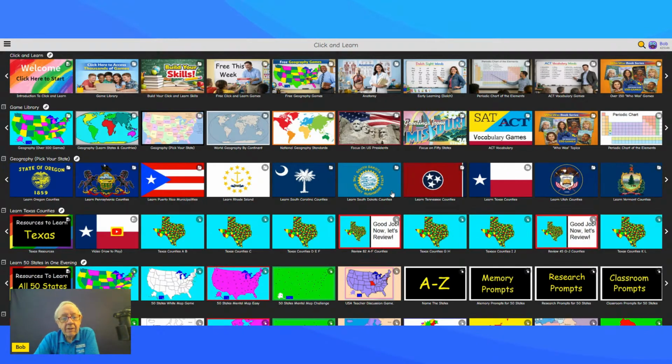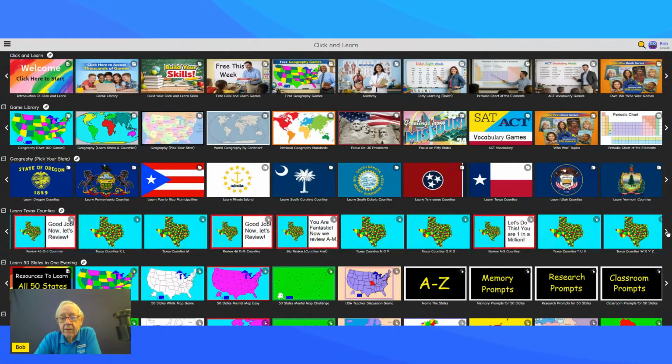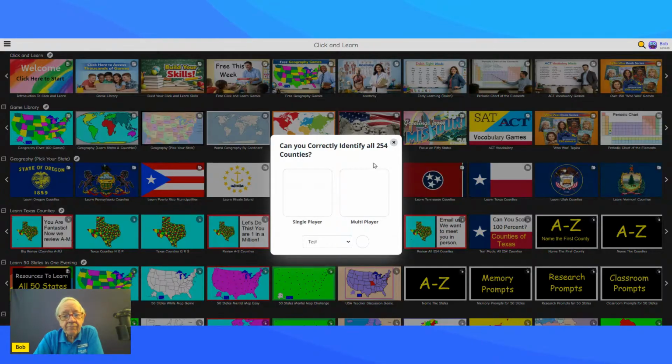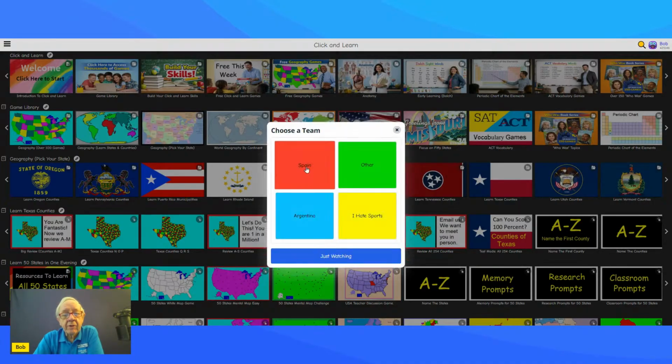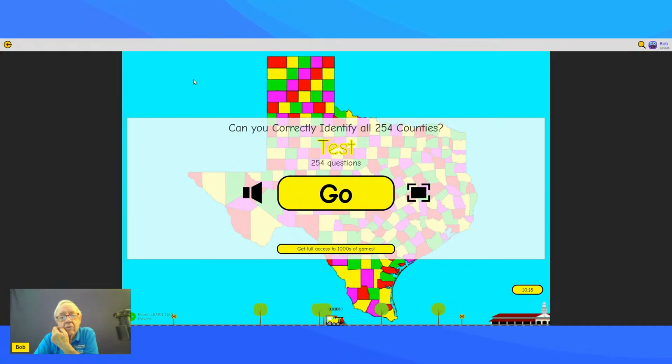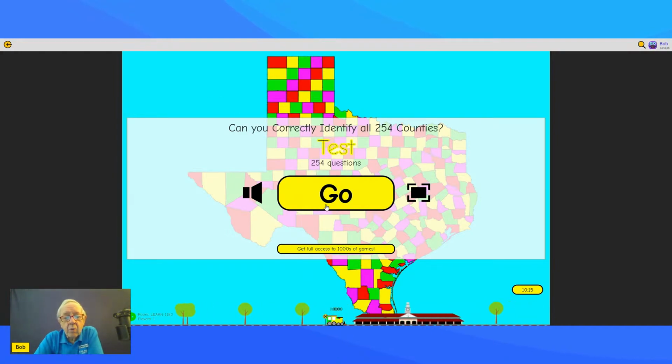And today I'm going to get into what is my favorite game of all of these, and that is the game that says, can you score 100% on the counties of Texas? I'm going to get into that in multiplayer mode and see what happens. I'm going to click the green team. We have different teams. You can be on teams if you want your school students or your friends to join you, and you can watch their progress as they go along.